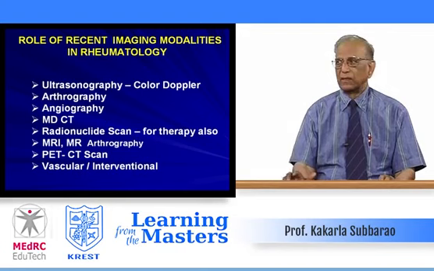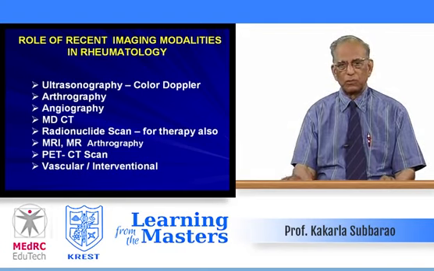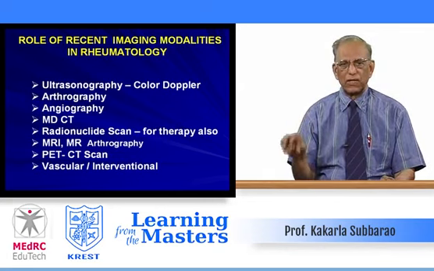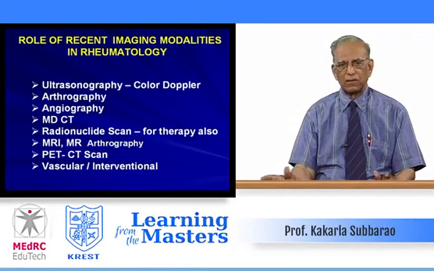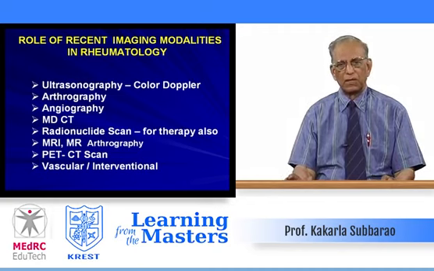So what are the recent imaging modalities in rheumatology that we are adopting? One, of course, most popular and simpler is ultrasonography, with or without color Doppler. Occasionally color Doppler may be used to know the increased vascularity of the lesion. Second, arthrography. Today, conventional arthrography is not done that much. Occasionally, where there is no MRI or other facilities, the orthopedic surgeons and rheumatologists still prefer arthrography.